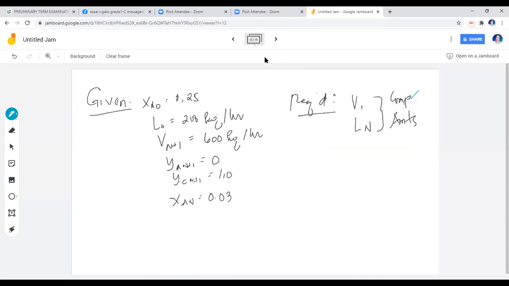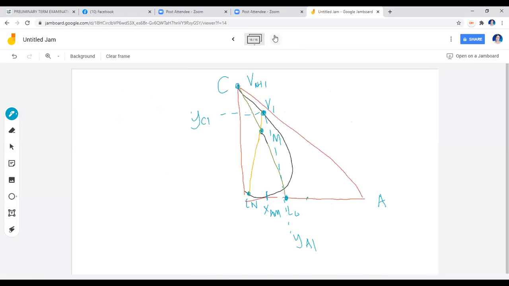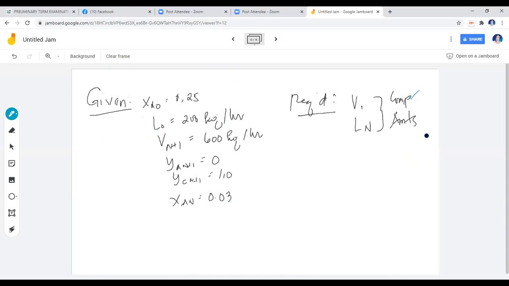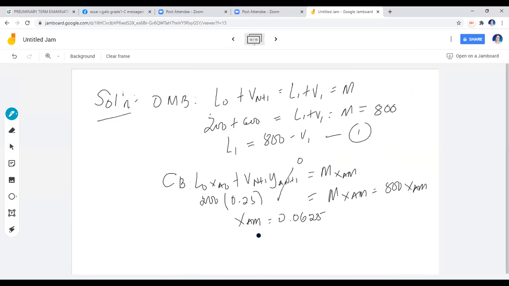As for LN, all you have to do is read the C. Read the C in here. If this is the LN location, read the C on the vertical axis. This is your XCN. So now you have answered the compositions already. Okay? Composition for V1 and LN are all answered. So what remains are the amounts. So you just go to your component balance. So if you want the amounts in terms of L1 or V1, since we have already L1, then you can have another component balance equation here.